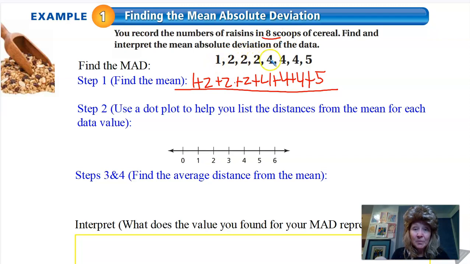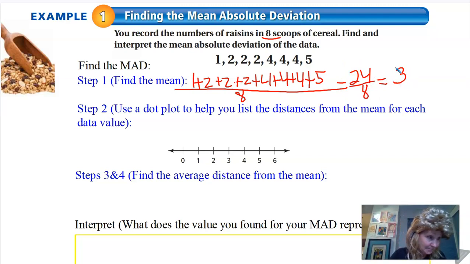1, 2, 3, 4, 5, 6, 7, 8. So you take that and you divide by 8. And when you add those numbers, it's 24 divided by 8 equals 3. So the average number of raisins in a scoop would be 3.